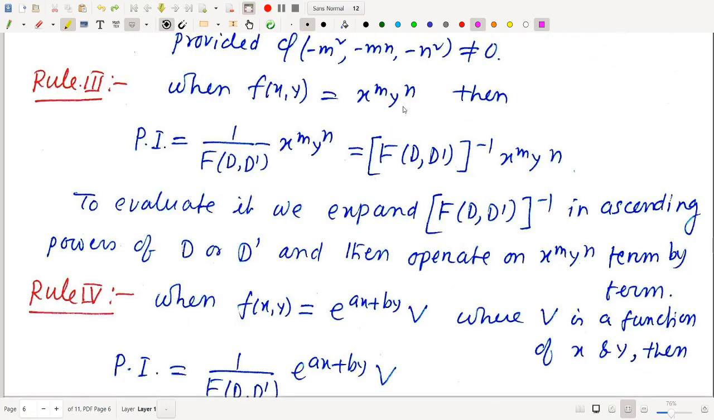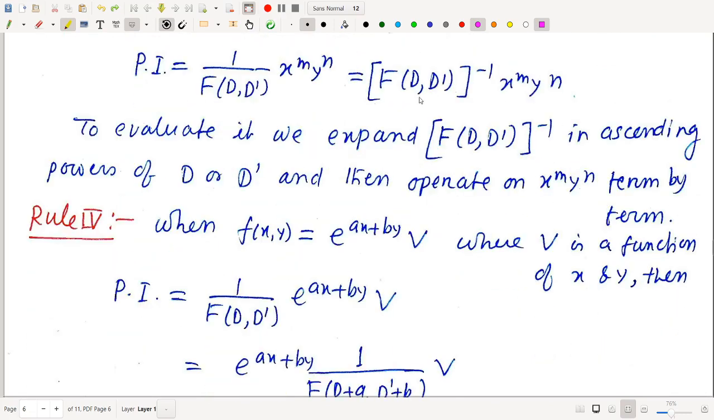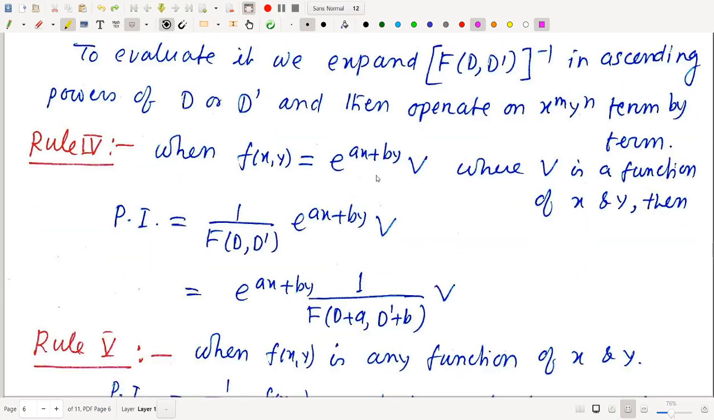When f of x y equals x to the power m, y to the power n, then PI is 1 by f of D comma D dash operating on x to the power m into y to the power n, which is actually f of D comma D dash whole inverse, x to the power m, y to the power n. To evaluate it, we expand this f of D comma D dash whole inverse in ascending powers of D or D dash, generally using the binomial theorem, and then operate on x to the power m, y to the power n term by term. There will be terms with 1 by D, 1 by D square, 1 by D cube, 1 by D dash cube, like that, and we shall operate on them term by term. Means again and again we shall integrate and get the values.